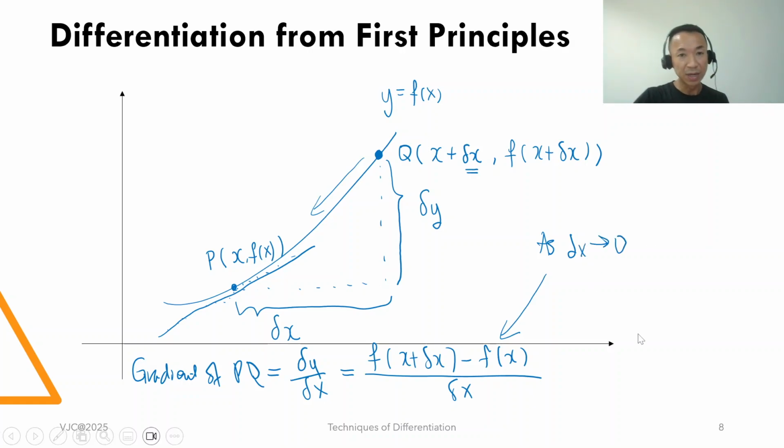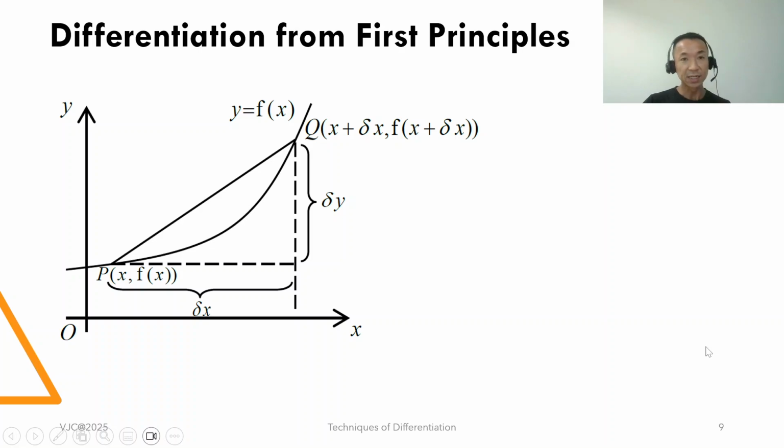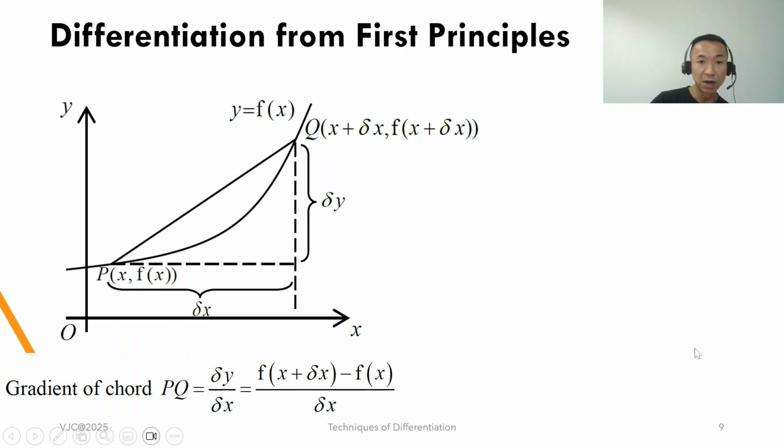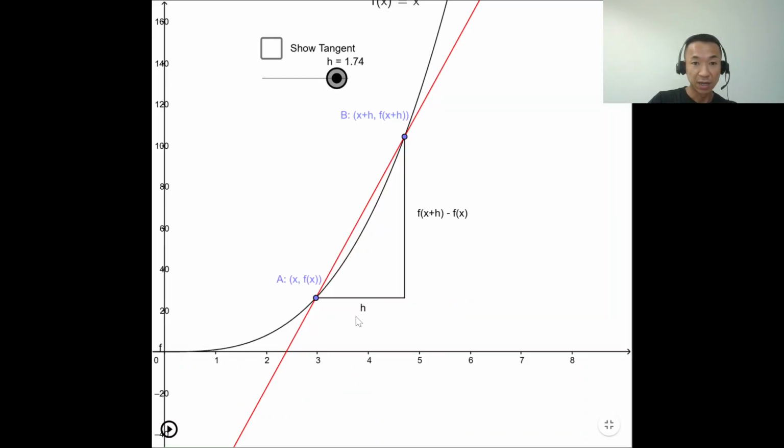I'm going to give you a nicer looking diagram, and then I illustrate a little bit for you. This is exactly the same thing I drew just now. If I define the gradient of the chord PQ, this line from P to Q, it is actually this gradient, this value. Now, what happens if I make delta x as small as possible? Maybe I show you. Let me orientate you. This is P, this is Q. Ignore the A and B.